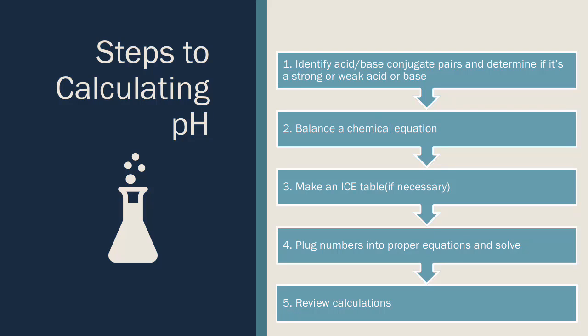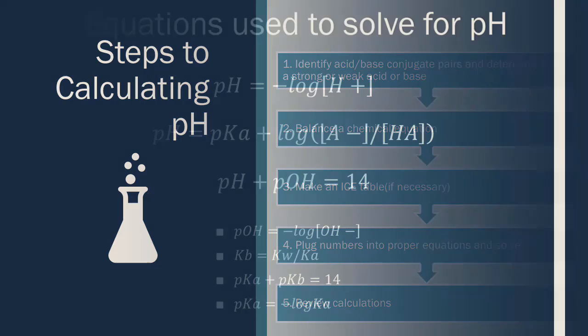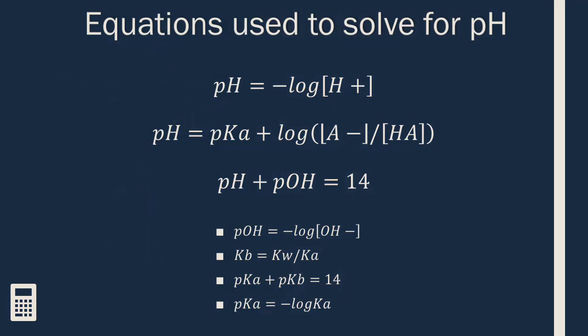In this slide, you will see the equations that are used to solve for pH. We will first go over the three main equations. The first one is pH equals the negative log of the concentration of H+. The next equation is the Henderson-Hasselbalch equation, which is pH equals pKa plus log of base over acid. The last one is pH plus pOH equals 14.